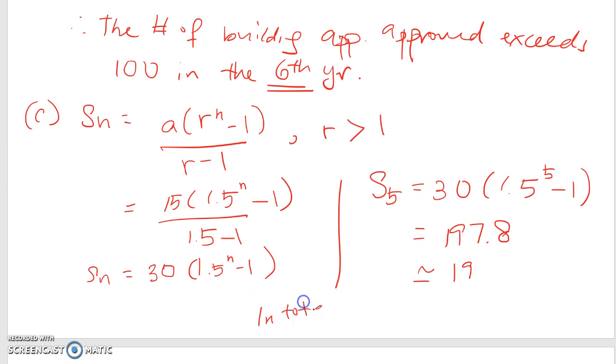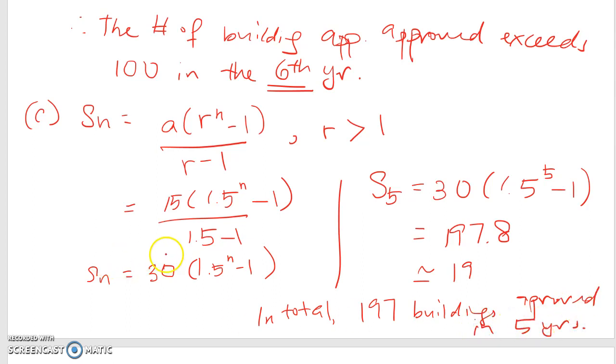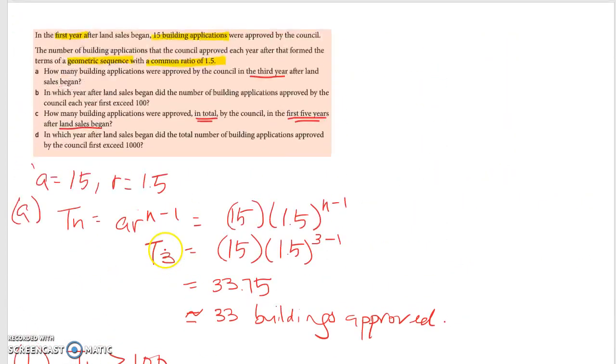So we can write down a statement here stating this. So in total, 197 buildings approved in 5 years. Okay.